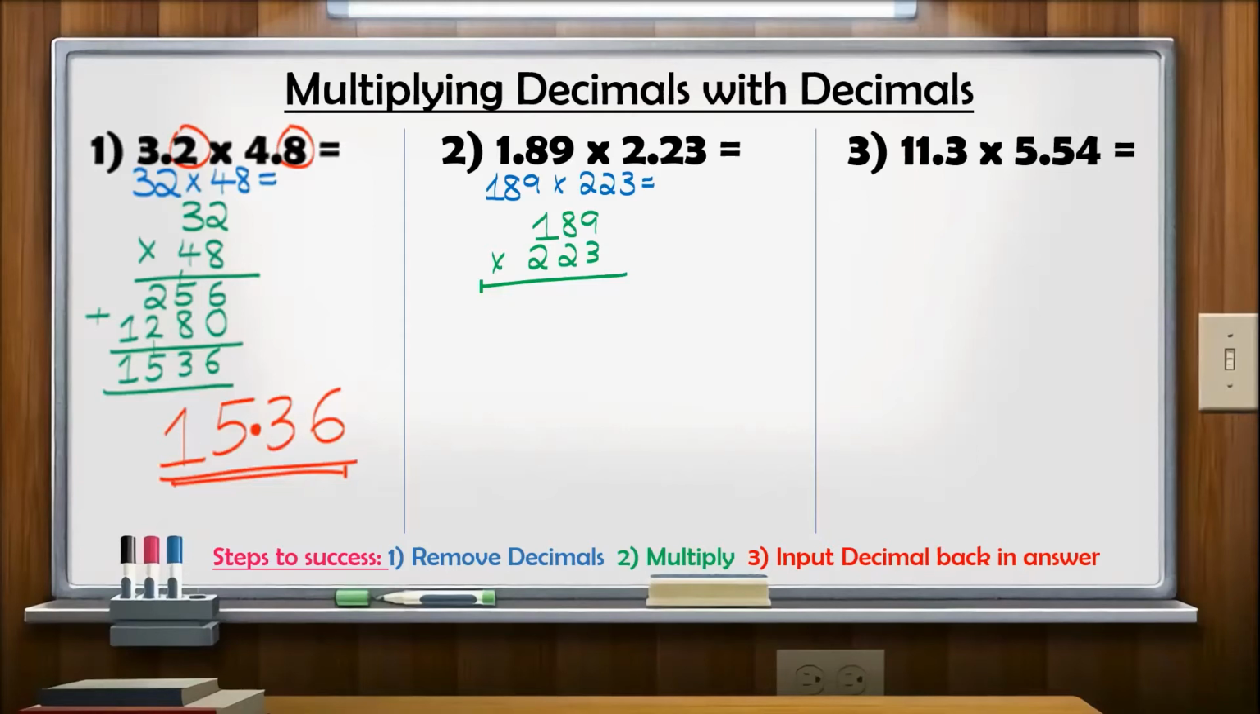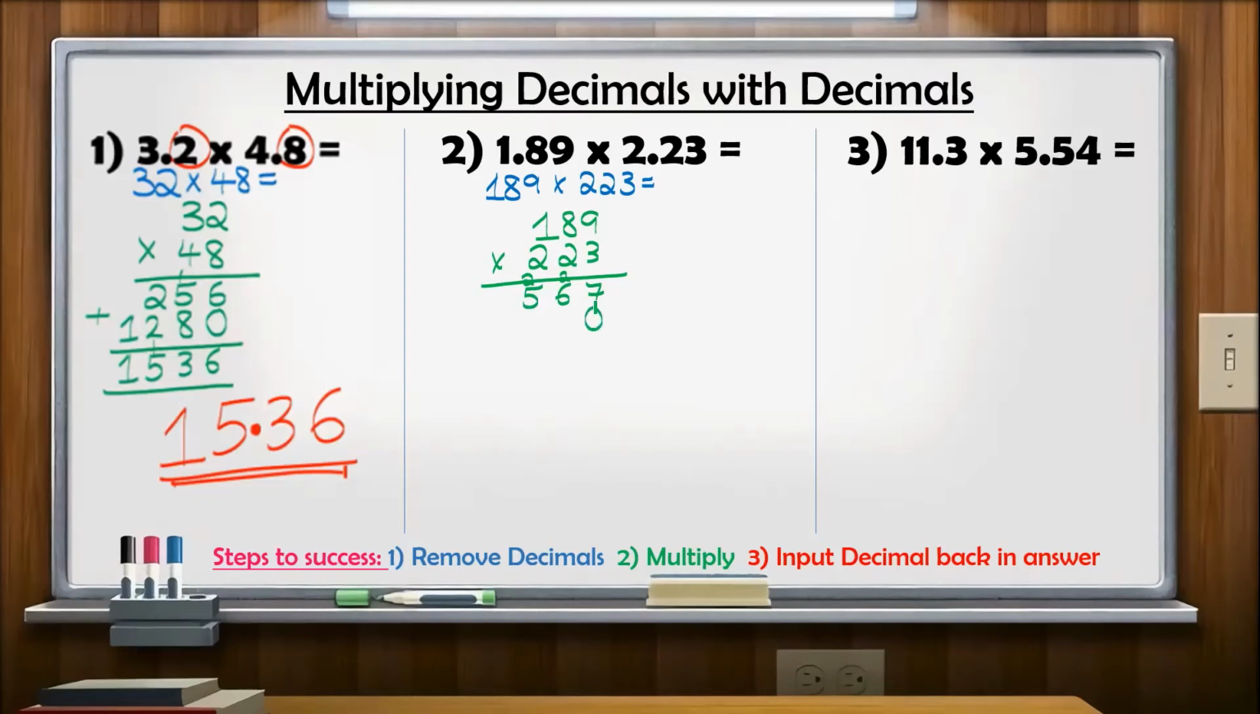So let's start off by multiplying 3 times 9, which is 27. So I put my 7 here and carry over my 2. 3 times 8 is 24. 24 plus 2 is 26. So I'll put my 6 here and carry over my 2. 3 times 1 is 3, plus the 2 is 5.